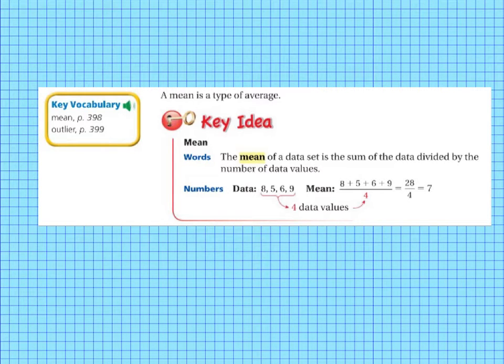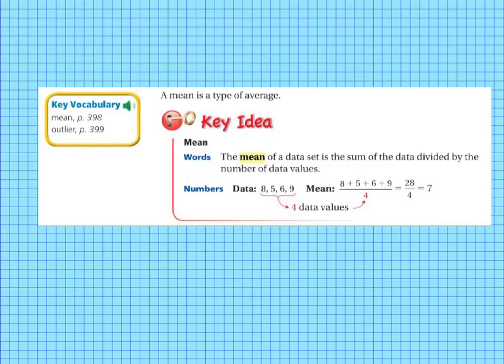Let's start with the key idea. Our key idea today is on mean. The mean of a data set is the sum of the data divided by the number of data values. So in numbers, the example they give us is our data is 8, 5, 6, and 9.